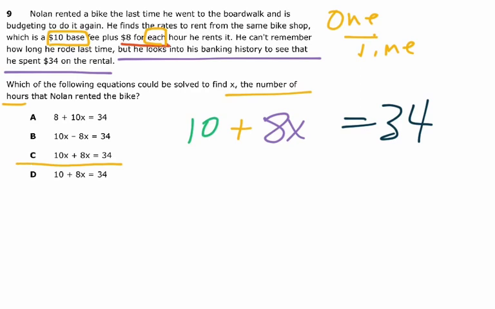And the best answer there is D. We wouldn't be subtracting here because we're not taking away 8x. And just make sure you don't confuse those.